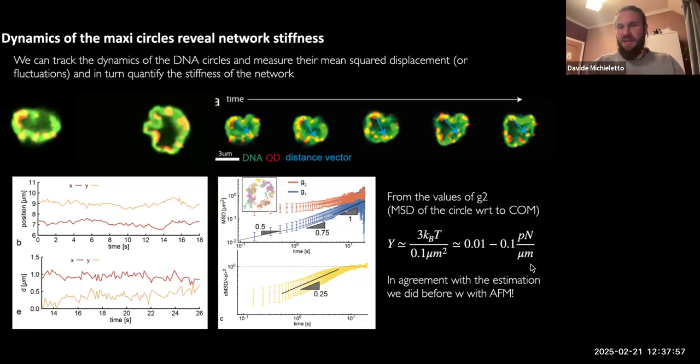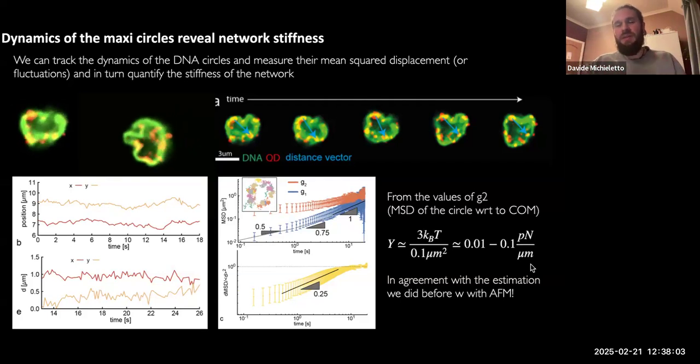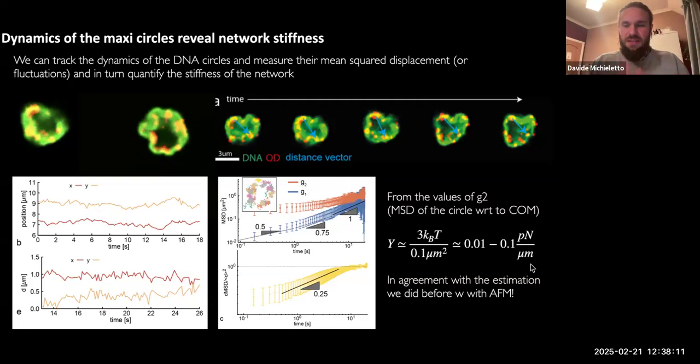So now we're quite happy. This is a more direct measure, and it still confirms that the network is really soft. It's an ultra soft material, much softer than any membrane material that biophysics typically considers.